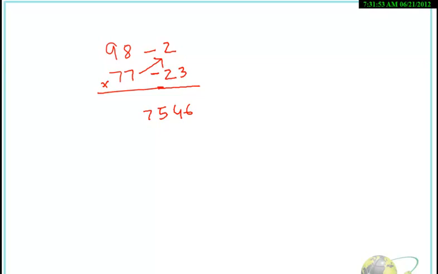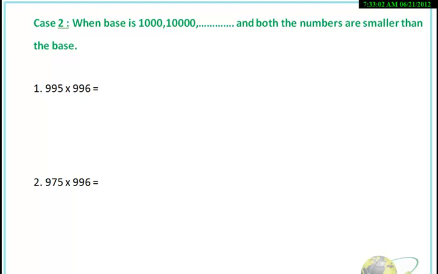So friends, the methods are very simple. In the same session, we'll be discussing more about it. Now, in the previous case, we have chosen the base as 100. Now, what if the base is maybe 1000, maybe 10,000 and so on. So, let's begin. When the base is 1000, 10,000 and both the numbers are smaller than the base, how would we proceed with the calculation? Let's begin.